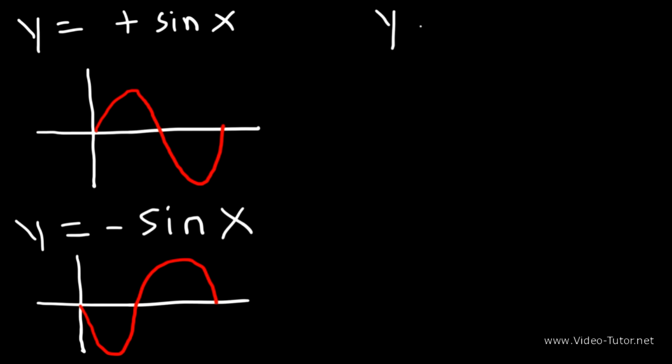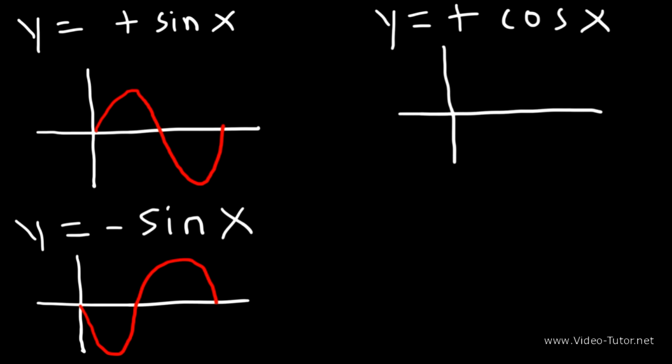Now what about positive cosine? How does the graph look like for this function? Positive cosine doesn't start at the center. Rather, it starts at the top. Then it goes down, back to the middle, and back up. Now, if you want to, you can draw some more cycles. You can keep it going if you want.